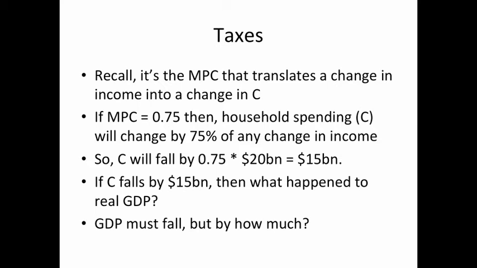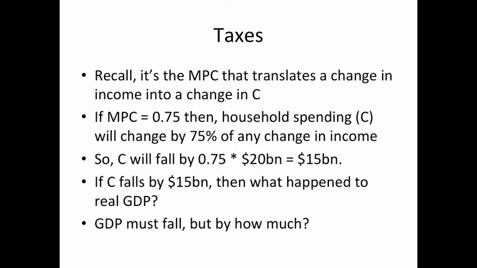If we assume an MPC of 0.75, so again, what does that mean? That means given any change in income, consumer spending, C, will change by 75% of that. So if incomes are falling by 20 billion and consumer spending will fall by 75% of that, consumer spending will fall by 15 billion.